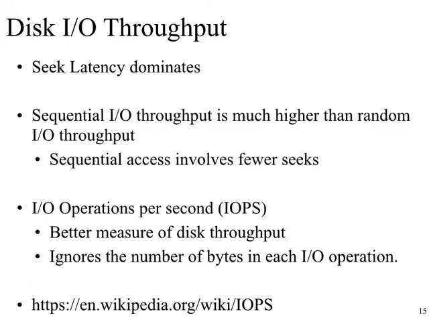The measurement of disk I/O throughput is not as simple as just measuring bytes per second. In particular, the seek time of the hard disk affects the throughput measurement. If you're simply performing sequential I/O, like reading block 1, block 2, block 3, and so on, or writing block 1, 2, 3, and so on, then there is very little seek involved, and as a result, sequential I/O throughput can be very high.